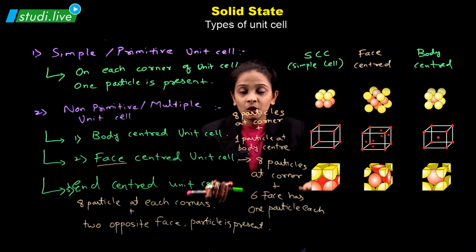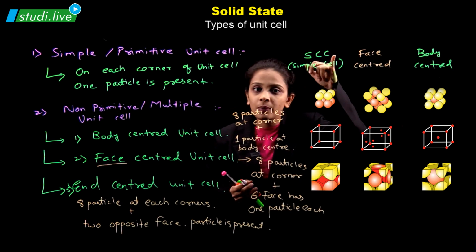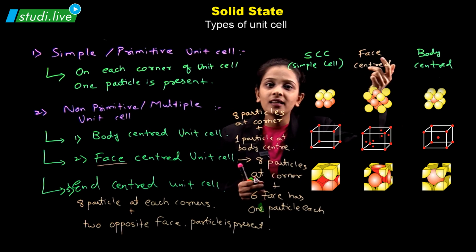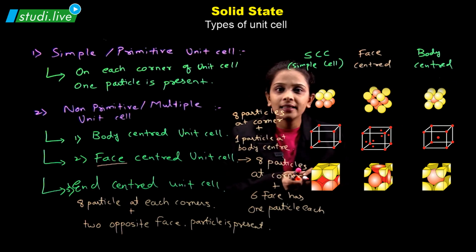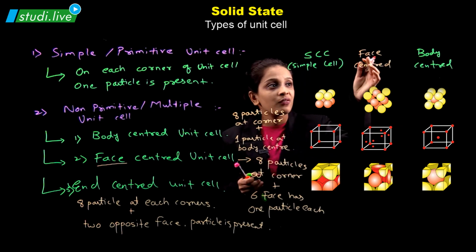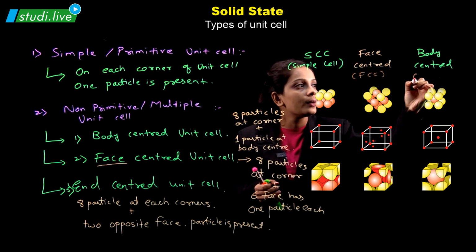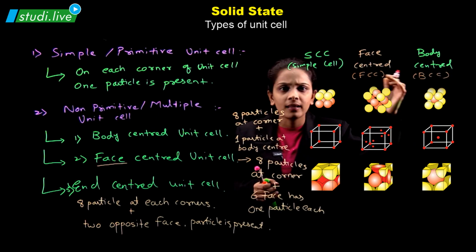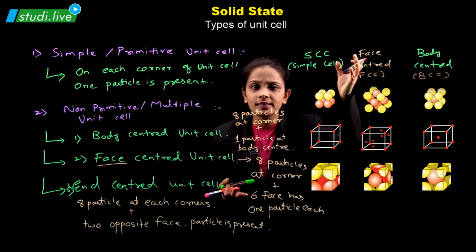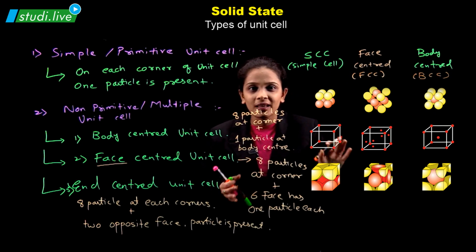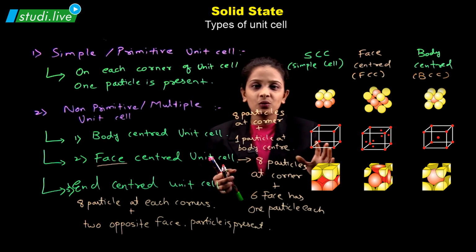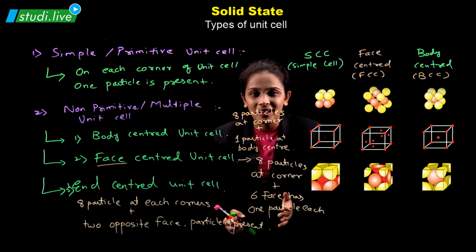If we are talking about the cube, then simple cubic unit cell, face centered cubic cell, body centered cubic cell. So we can write face centered cubic cell as FCC, body centered cubic cell as BCC, but always simple cubic unit cell as SCC. Yes, student, I am hoping you understood this part very well.